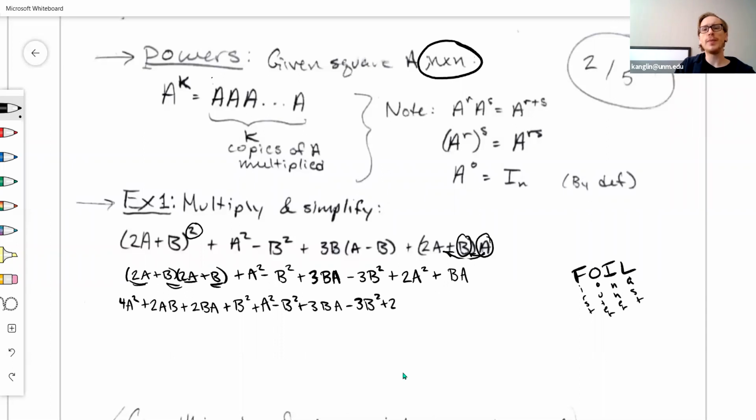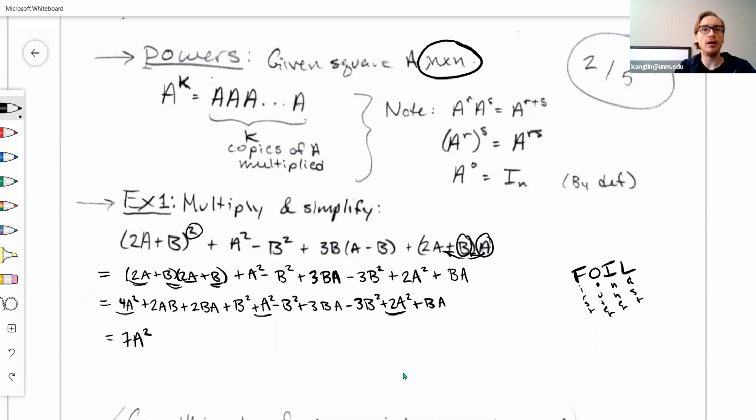And now I can put like objects together. Right, I should specify this is equal to the previous line, this is equal to the previous line. Well, let me gather up my A squared terms. I've got 4 of them, 1 of them, plus 2 more. 4 plus 1 plus 2 is 7 copies of A squared.